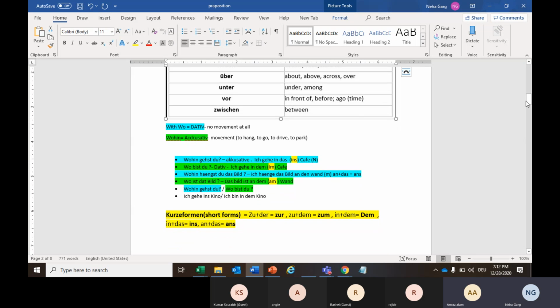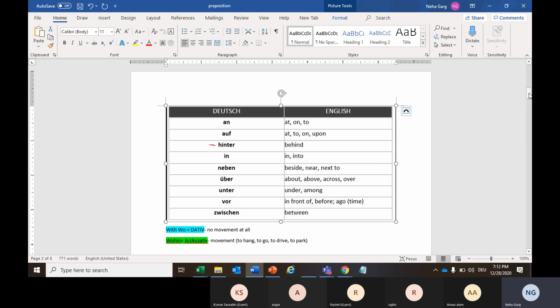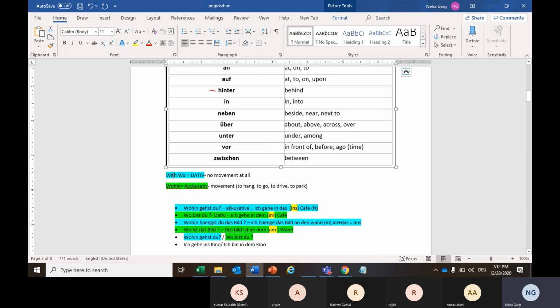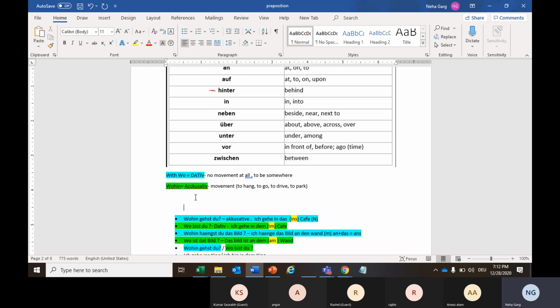Now, the main question arises where to use these prepositions in an accusative way and where to use them in a dative way. Where there is a question of wo, where, then we use dative when there is no movement at all. For example, where are you? I am in the office. Somebody is asking you, wo bist du? Wo question.